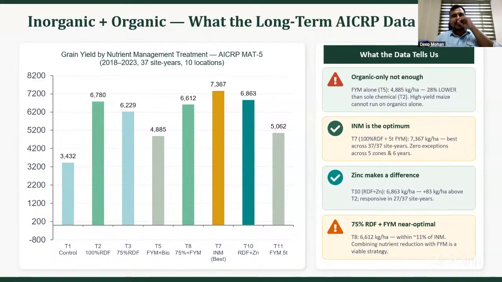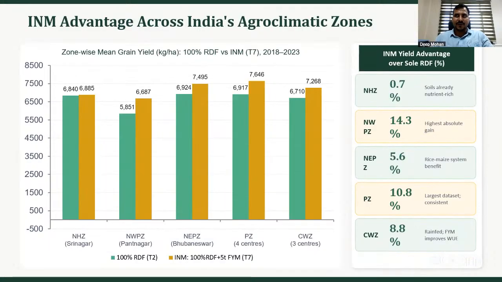So if we look at the previous slide, which gave the overall INM, this trial, 8 years of trial, confirms the importance or role of INM in the maize system of our country.